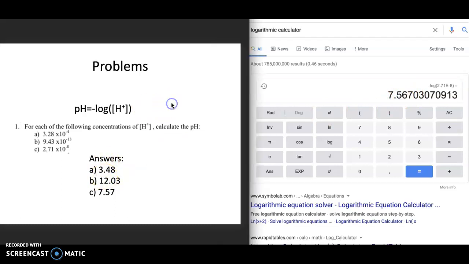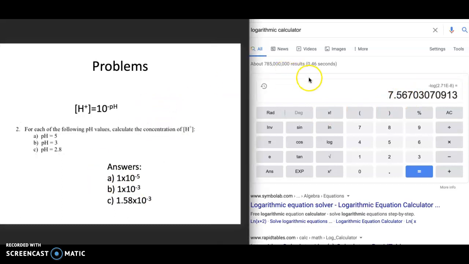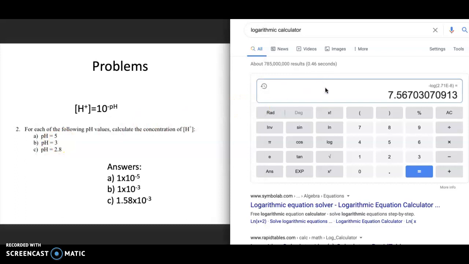Okay, pretty straightforward there for that one. Next, I have H plus. Now, here's the nice part about these. When you have a whole number, I don't have to plug it in. It's just 1 times 10 to the negative pH. pH 5 is 1 times 10 to the negative fifth. pH 3 is 1 times 10 to the negative 3. But if I have to plug it in, I have to use an exponential key here.